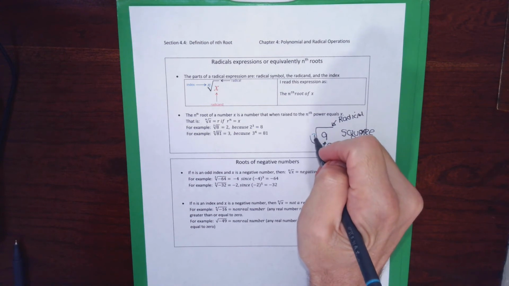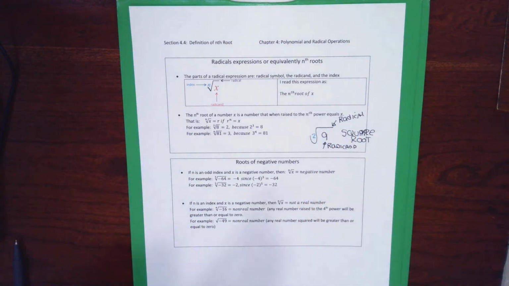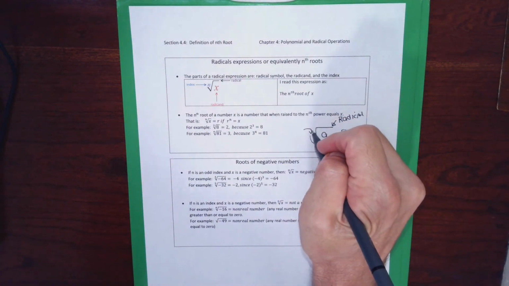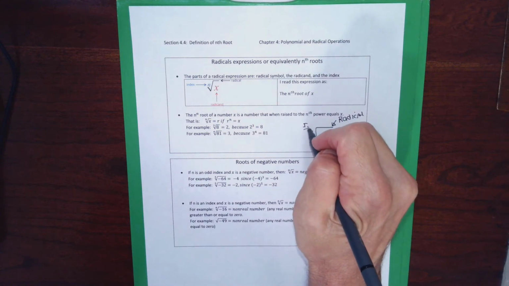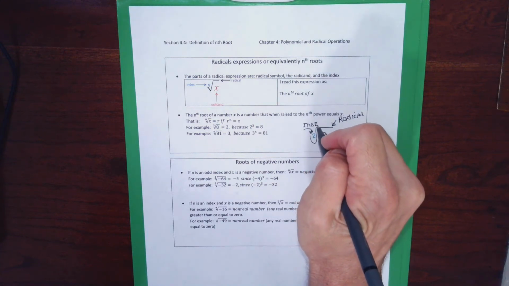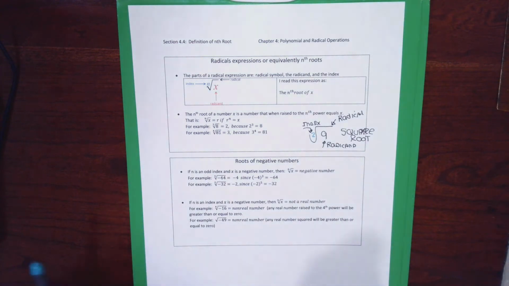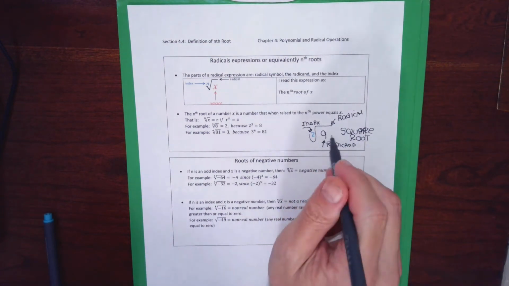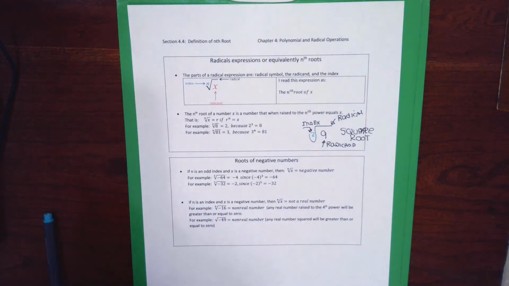In square root symbols, the number that's implied in that little cup or slightly above that little cup is the number 2. And that number 2 is called the index. So every radical expression has 3 parts: the radical symbol itself, the index, and the radicand.